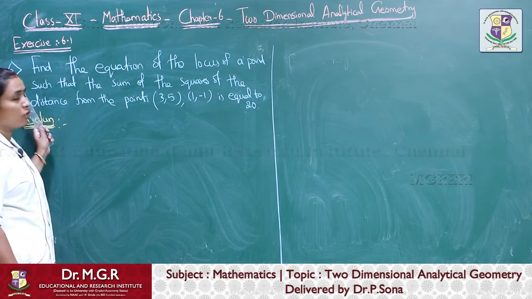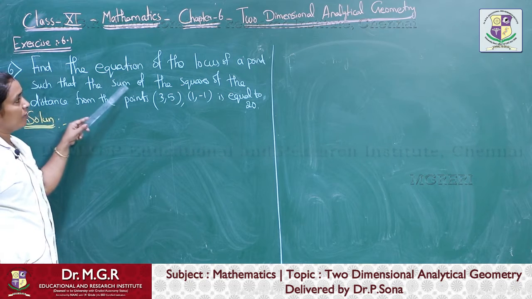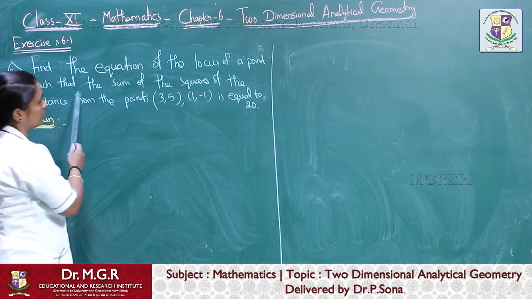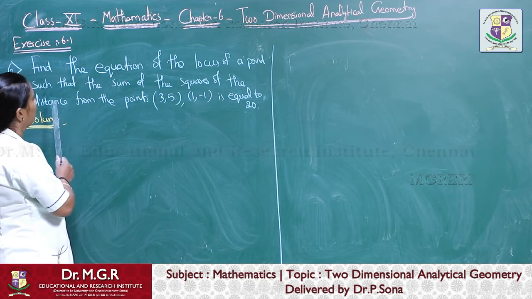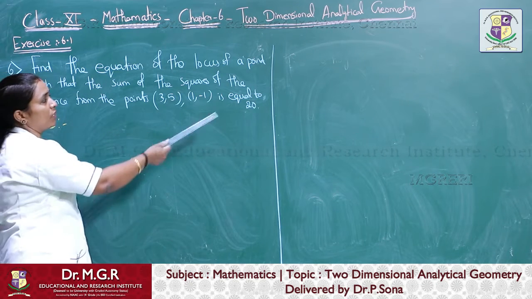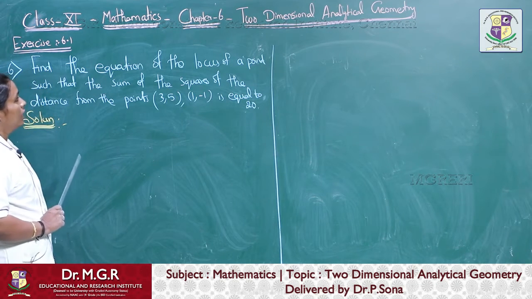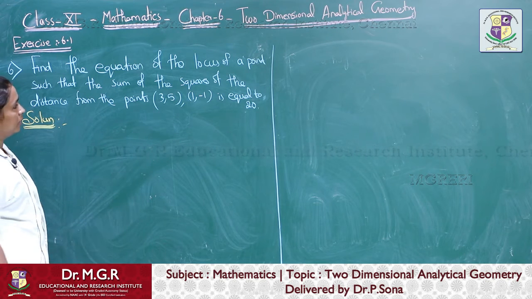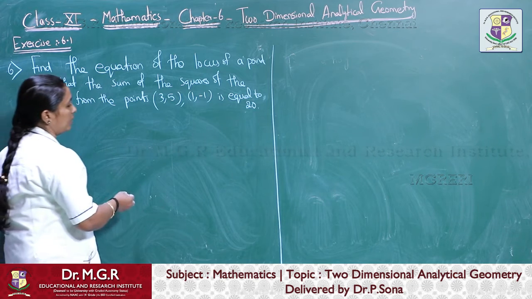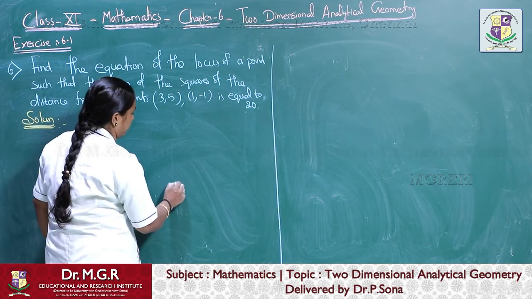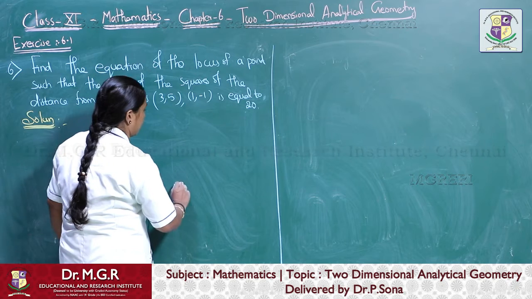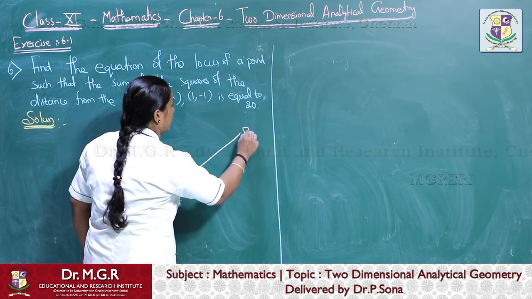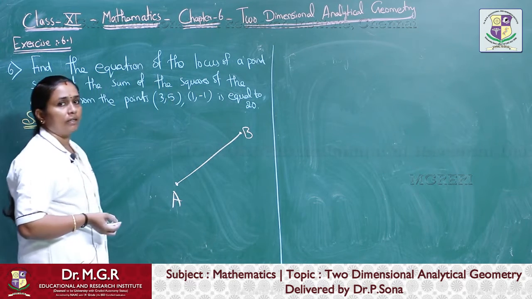Exercise 6.1, question number 6. Find the equation of the locus of a point such that the sum of the squares of the distance from the points is equal to 20. This is a question. So they are given 2 points. So let us take one point as A, and this is point B. Just you can take it like this.